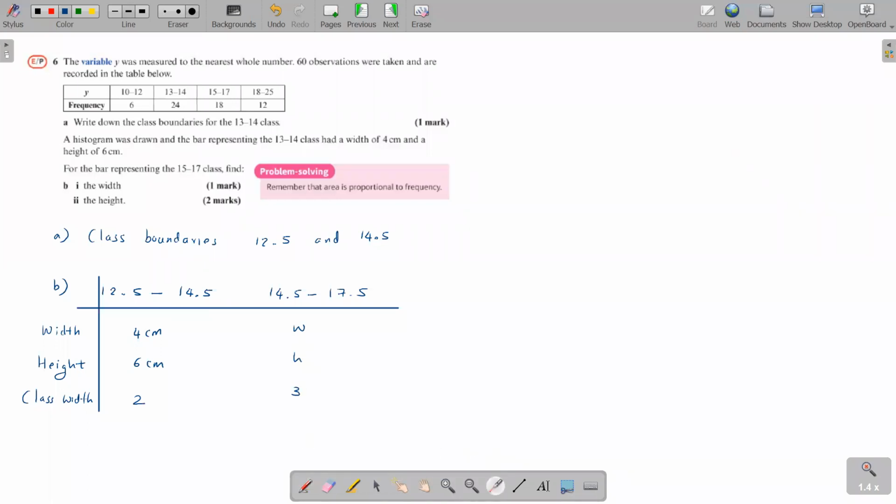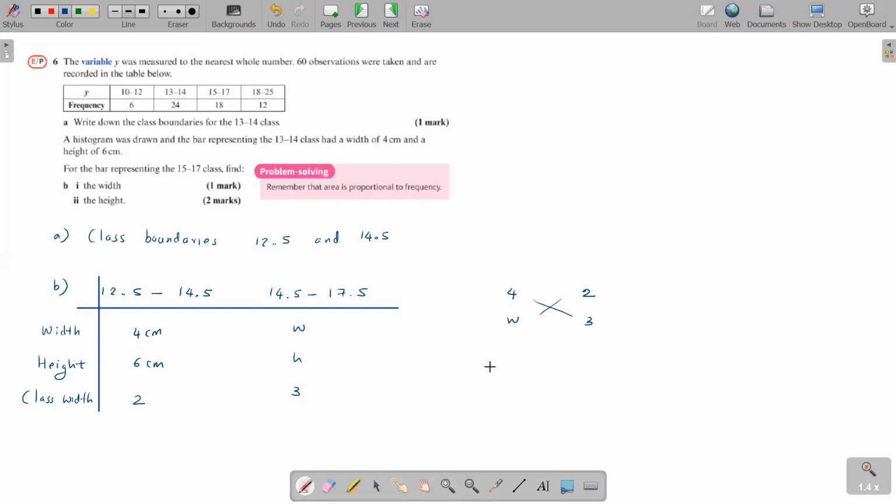Okay, so basically the question here is this. If a width of 4 centimeters is given for a class width of 2 units, can you see? Because 12.5 to 14.5 has a class width of 2 units. So for that 2 units, you are assigning 4 centimeters. Then how many centimeters are you giving for a class width of 3 units? It's like a ratio, right? You can go for proportions. So 4 centimeters is represented by 2 units. So W centimeters is represented by 3.